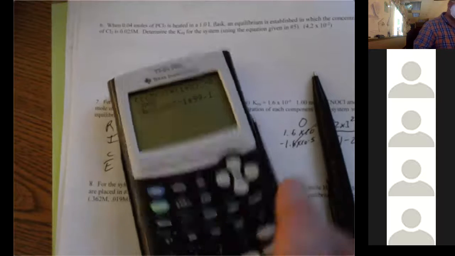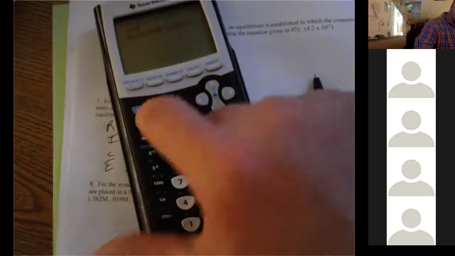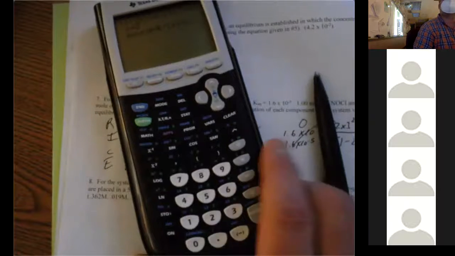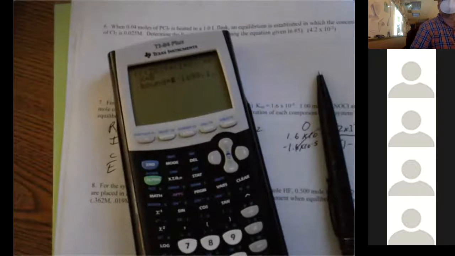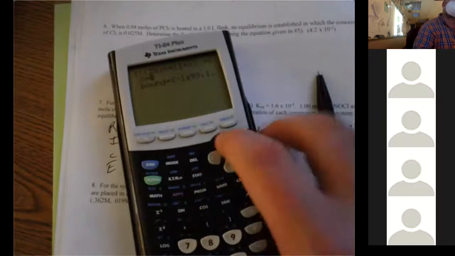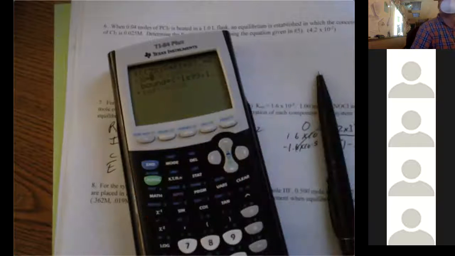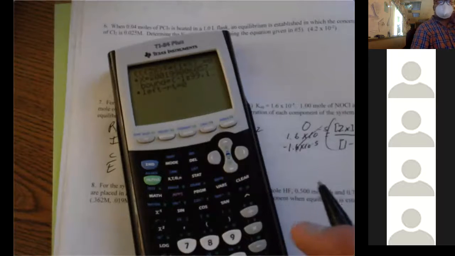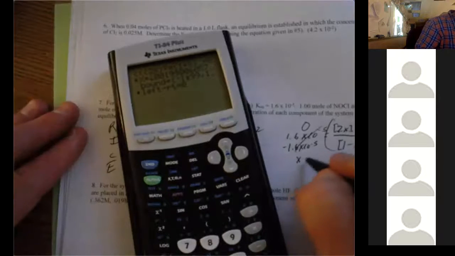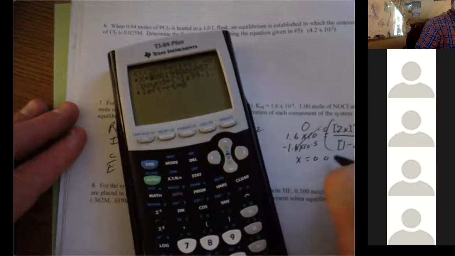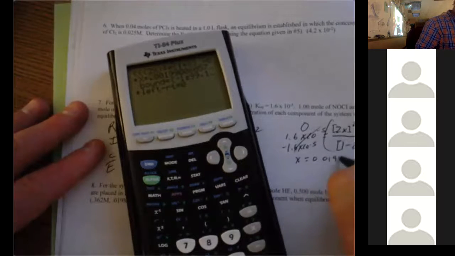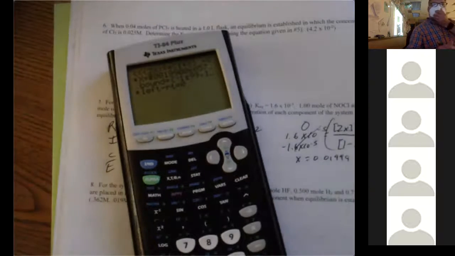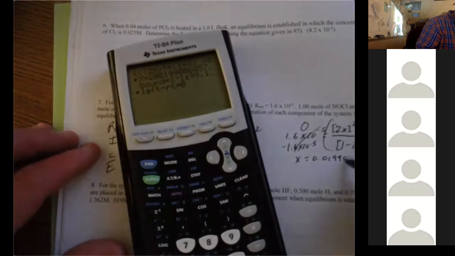0, enter. At least that gets me a chance to show this again. Alpha, solve. Oh, come on, up. Alpha, solve. There we go. Thank you for that. Good call. Was that Raylan? Yeah. Nice. Way to look out. And we get x equals 0.01999. Oh, I'm sorry, just 199.